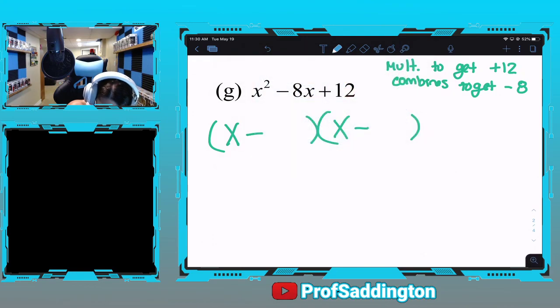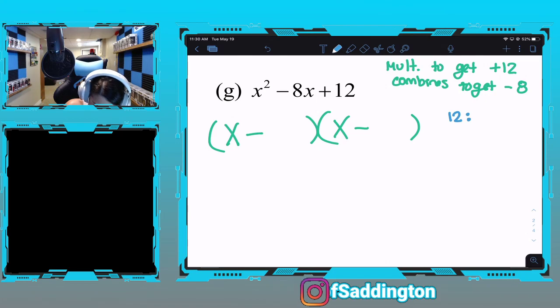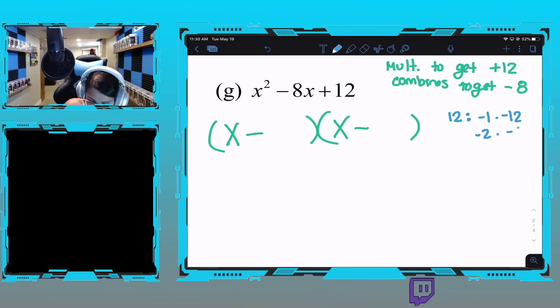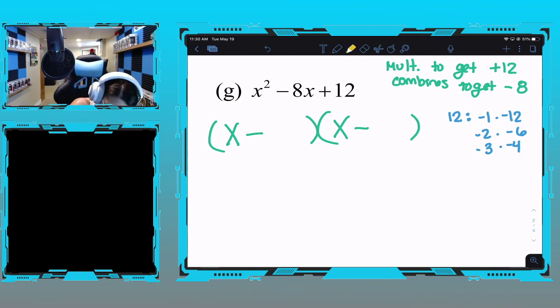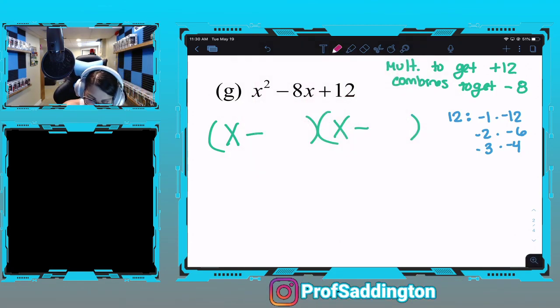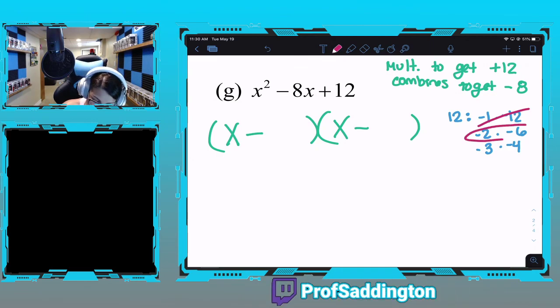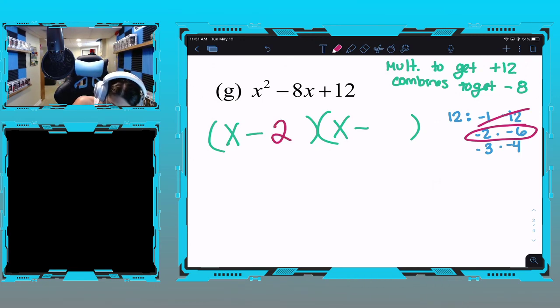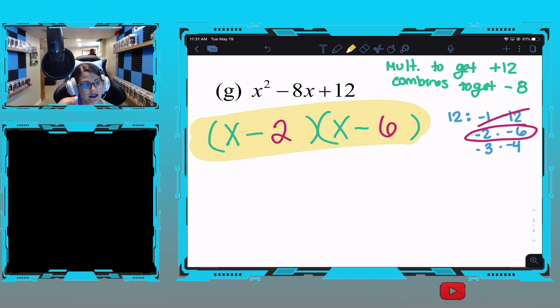So, let's see, factor pairs of 12: negative 1 times negative 12, negative 2 times negative 6, negative 3 times negative 4. Now, one of these pairs must combine to give me negative 8. So let's see who it is. Negative 1 and negative 12 give me negative 13. That doesn't work. Negative 2 and negative 6, that does give me negative 8. Winner, winner. So 2 and 6, and that is your answer.